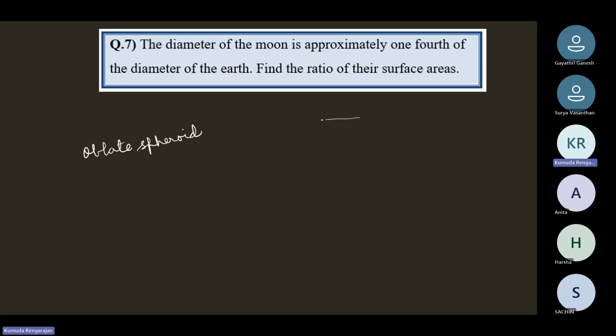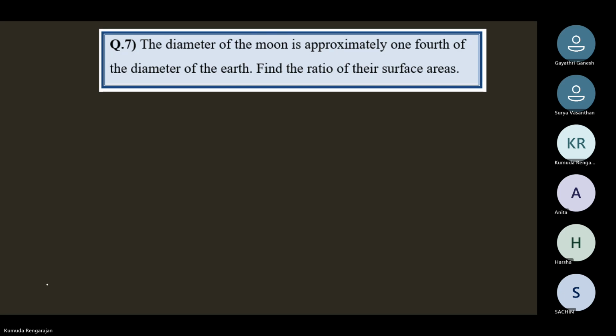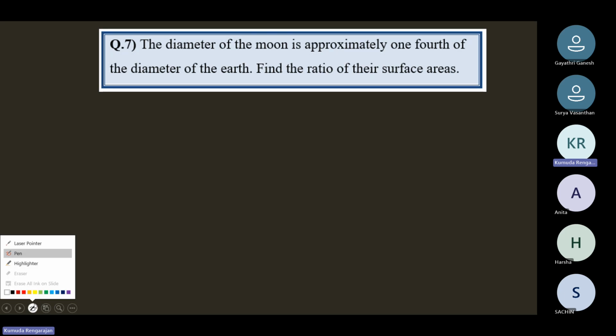So it's somewhat spherical, but it's kind of rounded at the corner. It's not a perfect sphere like this. It's an oblate spheroid. But here we take the moon and the earth as perfect spheres. The diameter of the moon, so I said the radius is r, so the diameter is 2r.